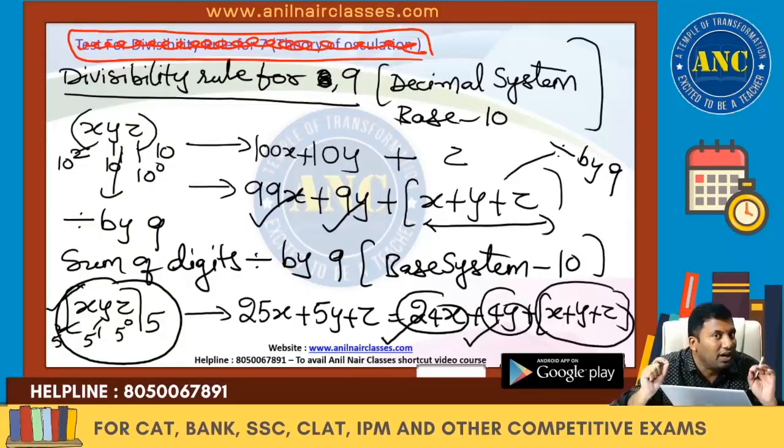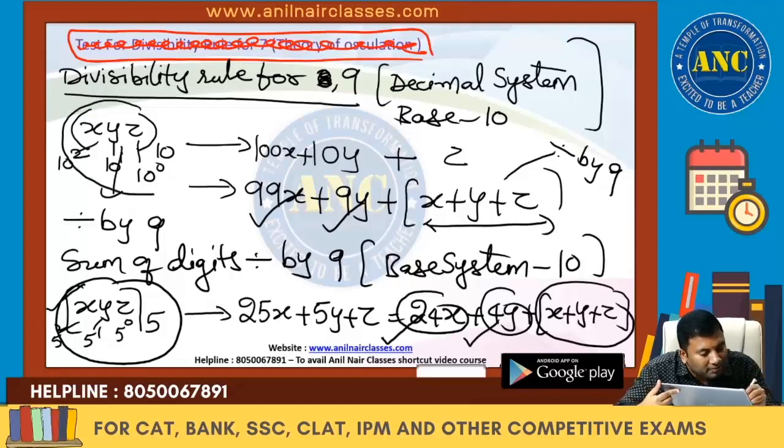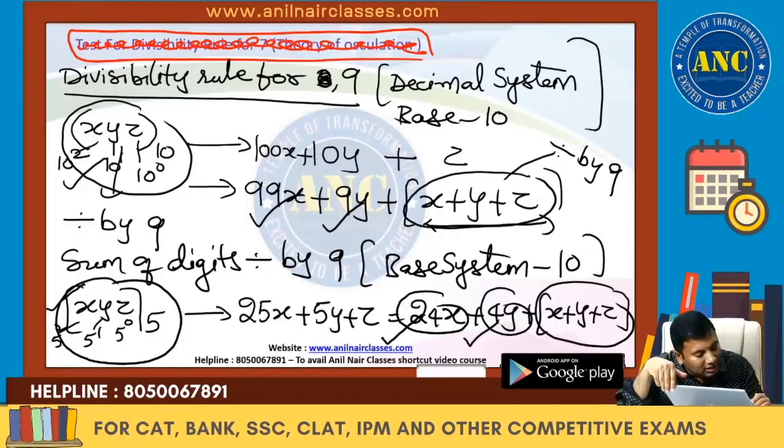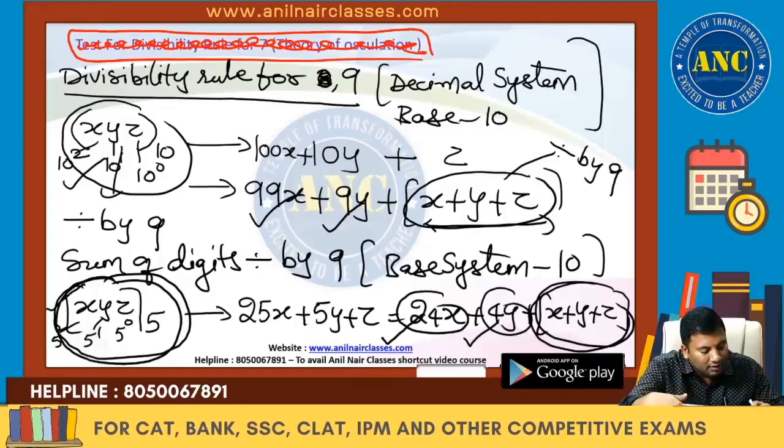Listen carefully. I want each and every viewer to listen to the next two statements carefully. Statement 1: in a decimal system, if the number is divisible by 9, the sum of the digits should be divisible by 9. If the number is divisible by 4, x plus y plus z should be divisible by 4 in base system 5.